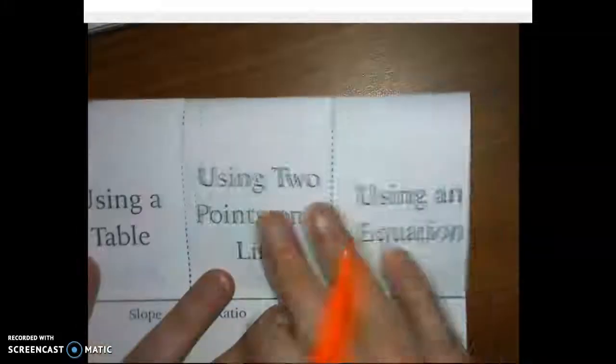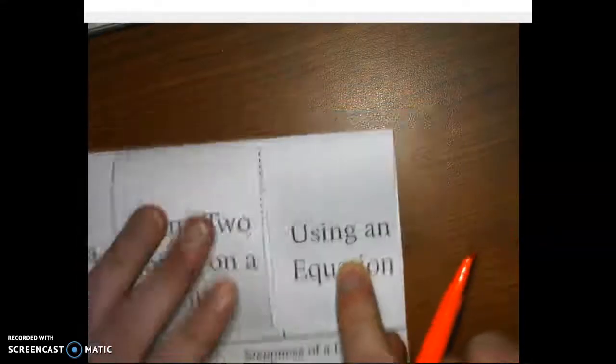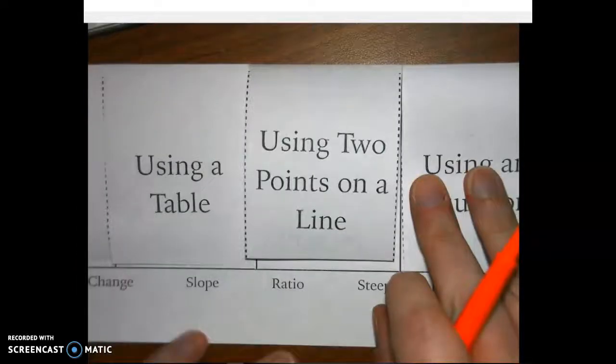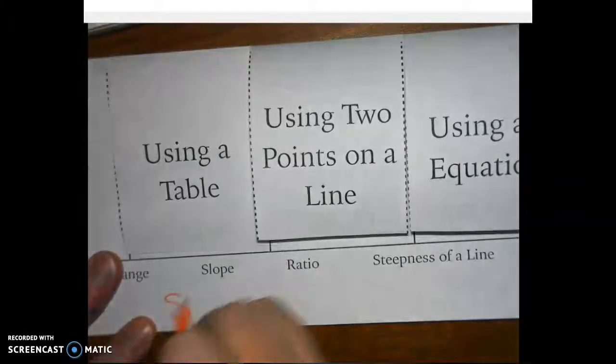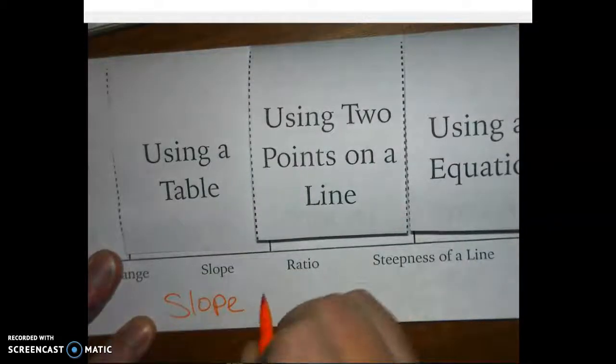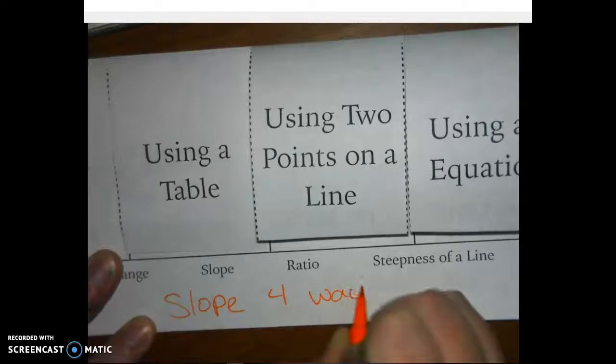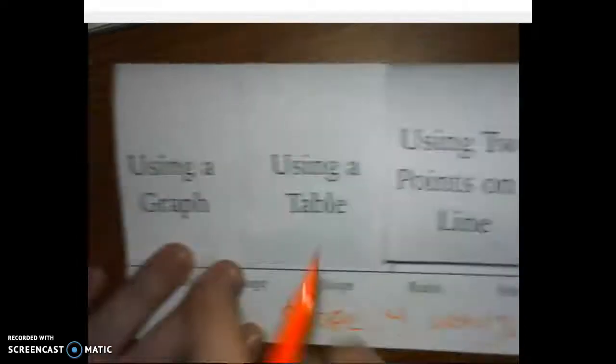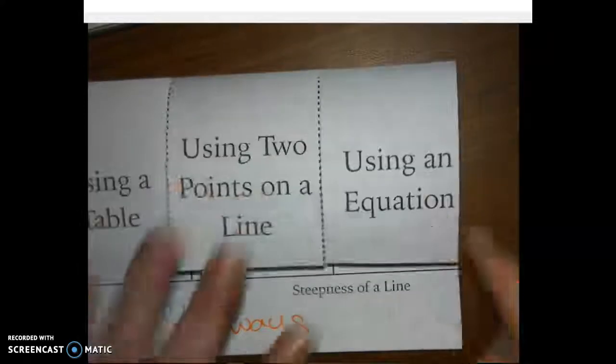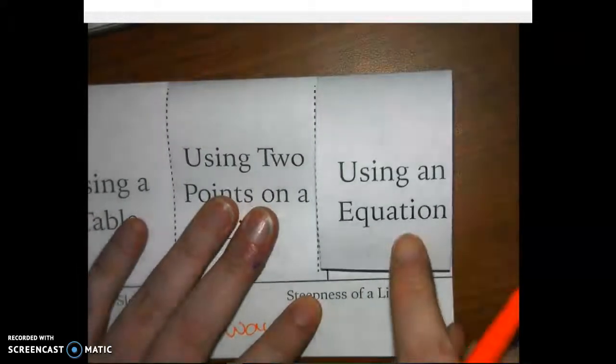Okay? So we're going to start with using an equation. This one is called slope four ways. Look: 1, 2, 3, 4. Four ways. We're going to start with using an equation.